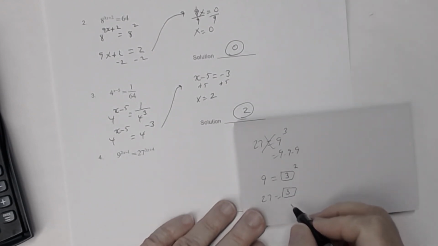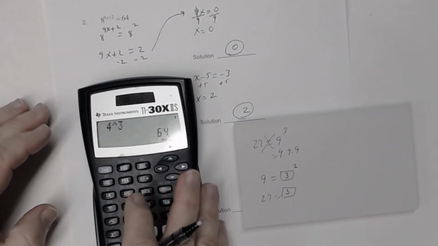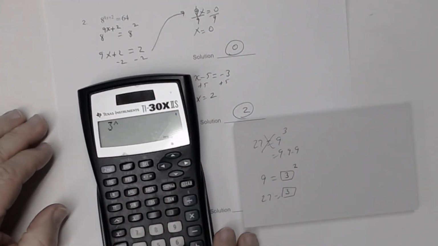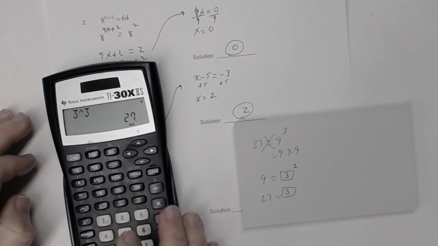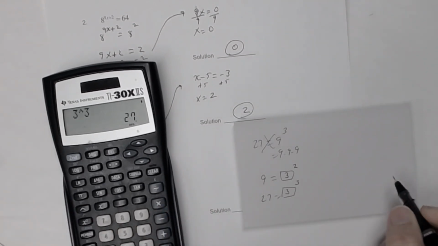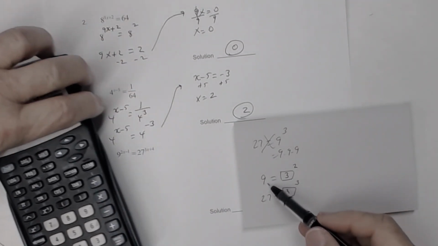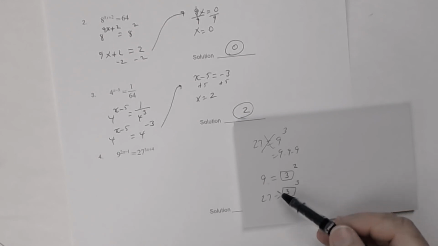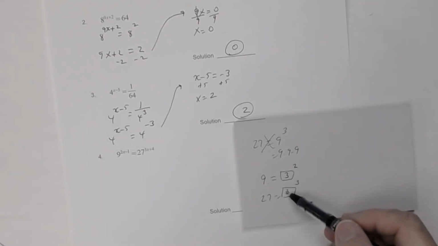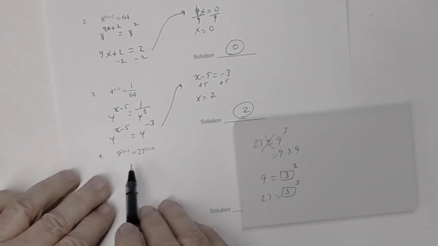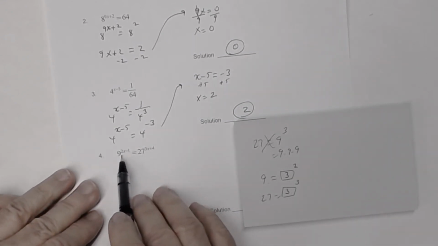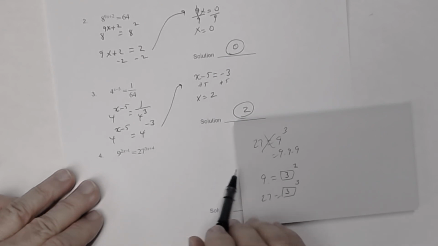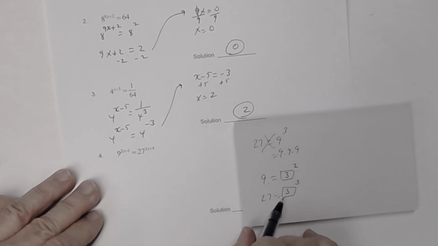And it is possible because 3 raised to the third power is 27. So that's 3 to the third. So I know I can write 9 as 3 squared, and I know I can write 27 as 3 cubed, so hence we have the same bases. So now we're going to go back and we're going to change 9 and 27 to 3 to the second and 3 to the third, respectively.